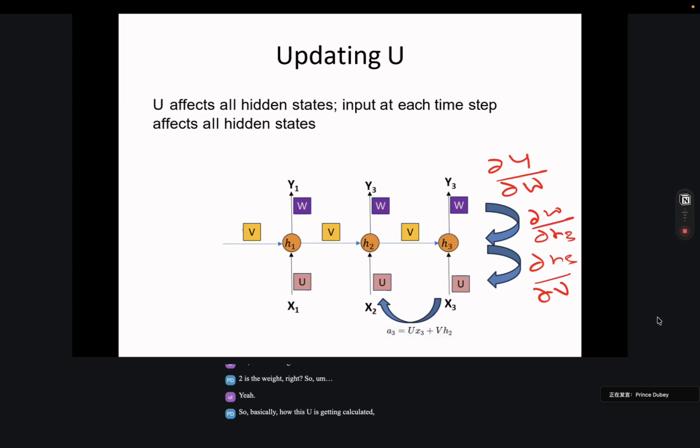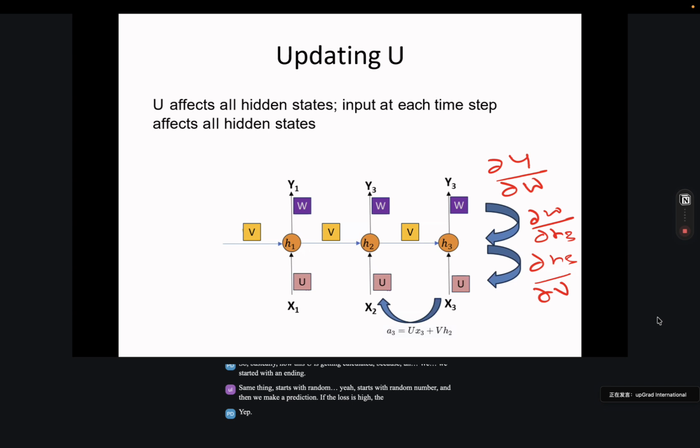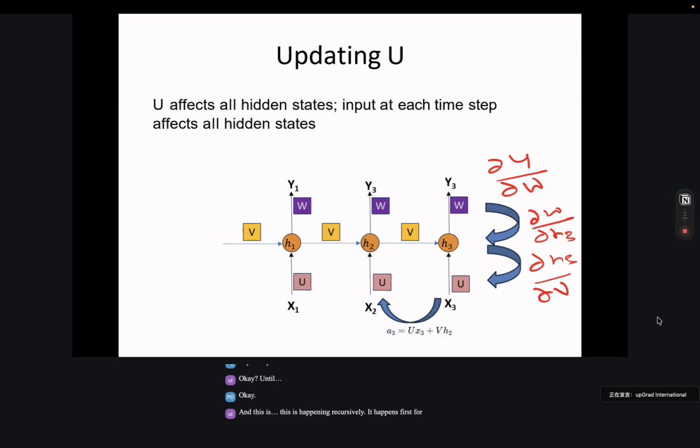Same thing. It starts with a random number. And then we make a prediction. If the loss is high, the weight is adjusted, U is adjusted, V is adjusted. Okay. And this is happening recursively. It happens first for H3, and then happens for H2, and then happens for H1.